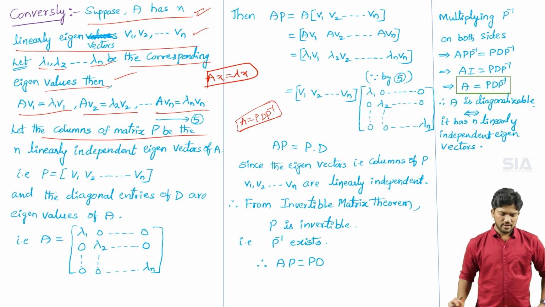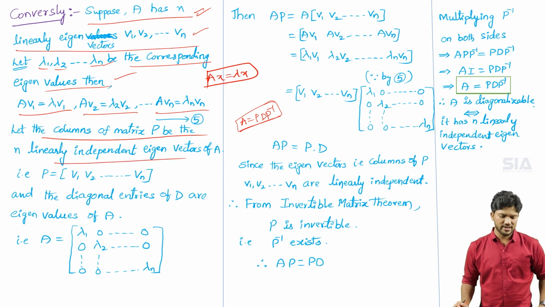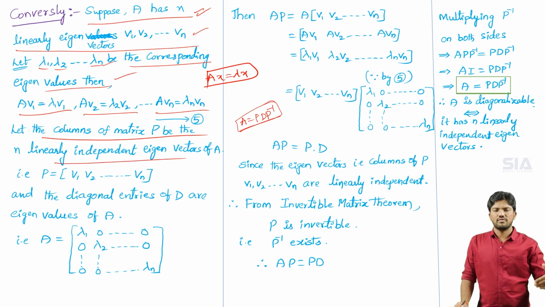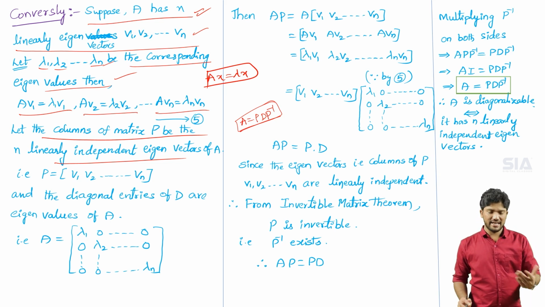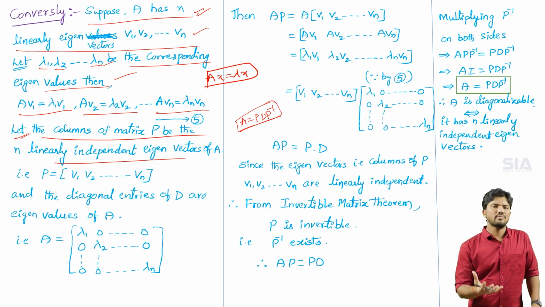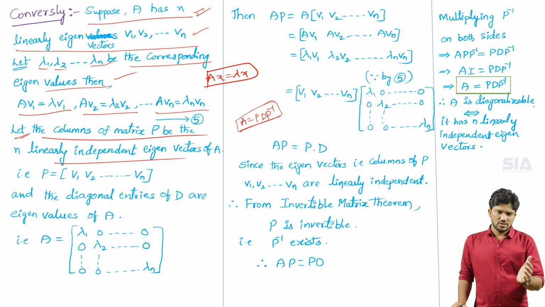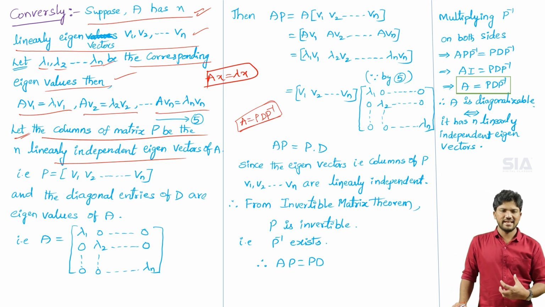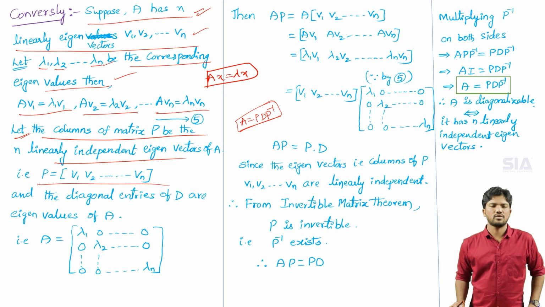Let the columns of matrix capital P be the n linearly independent eigenvectors of capital A. Earlier, in the first half of the proof, we directly took that capital P has n linearly independent eigen vectors. Now we are letting that be the condition. So let the columns of capital P be such; we don't know the form of the matrix capital P. We don't know how the matrix is formed. So we are letting the columns of capital P be eigenvectors of capital A only. Therefore we take capital P equal to v1, v2, up to v suffix n.